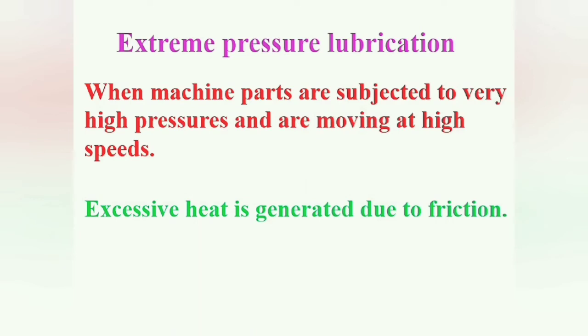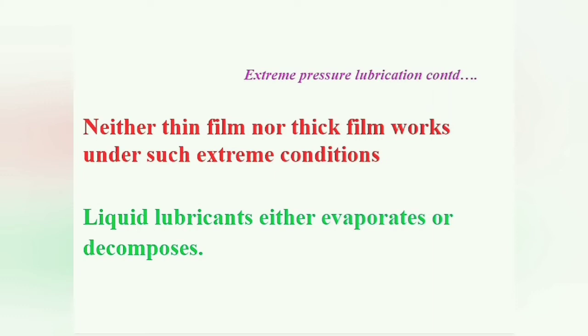The extreme pressure lubrication, that is the third type of mechanism, where the machine parts are subjected to very high pressures which are moving at a very high speed. This results in excessive heat generation due to friction. We have already read where there is negligible load, where there is high load, now it is extreme load. So, neither the thin film nor the thick film works under such extreme conditions, as the liquid lubricant will either evaporate or it will get decomposed. Therefore, a different type of mechanism is required under extreme pressure conditions.